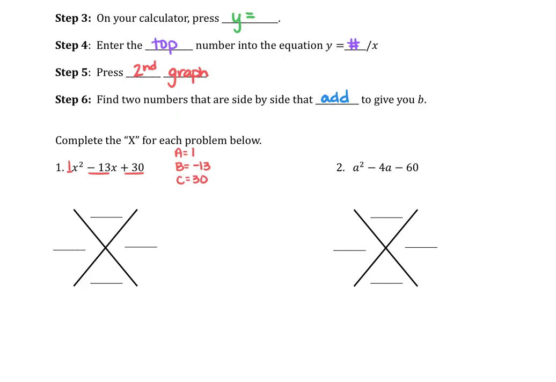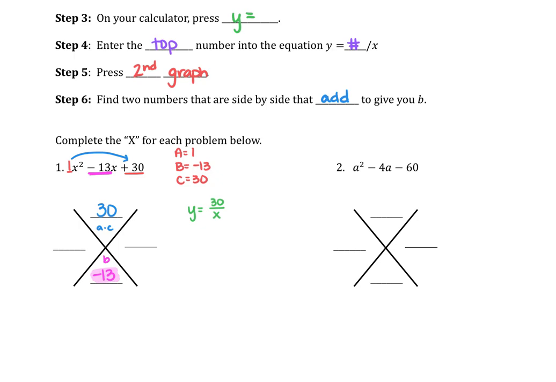So when I multiply A times C, I'm doing 1 times 30 to get 30. I'm going to put that in the top of my X. Then I'm going to take that B term, which remember is negative 13, and that goes in the bottom of my X. B in the bottom. Think about it that way. I'm going to go to my y equals screen, and I am going to type in the 30 divided by x to get factors of 30. Then what I'm doing is I'm looking for two numbers side by side that are going to add to give me this negative 13 that's in the bottom.